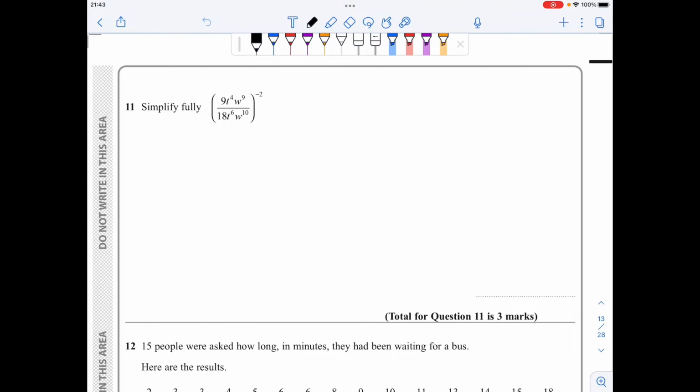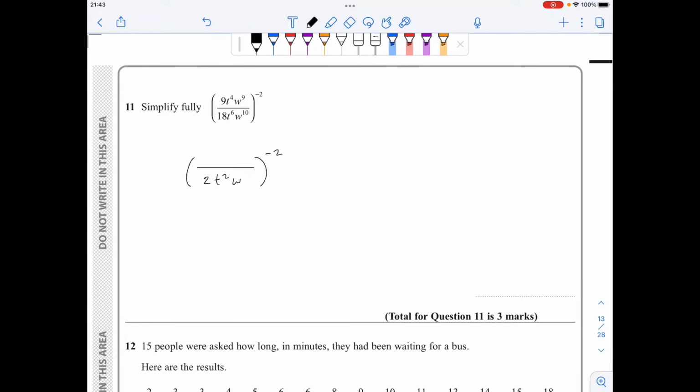For question 11, I'll start by simplifying the brackets. Now the 9 and the 18 simplify, so I have a 2 in the denominator, and the t's cancel out, 4 at the top with 4 at the bottom. I've got 2 in the denominator, and finally the w's, 9 in the numerator, 10 in the denominator. 1 is left in the denominator, and all this to the power of minus 2.